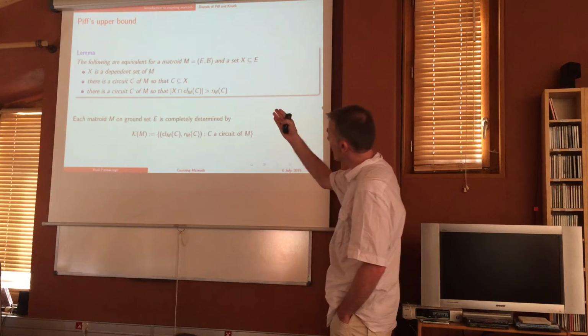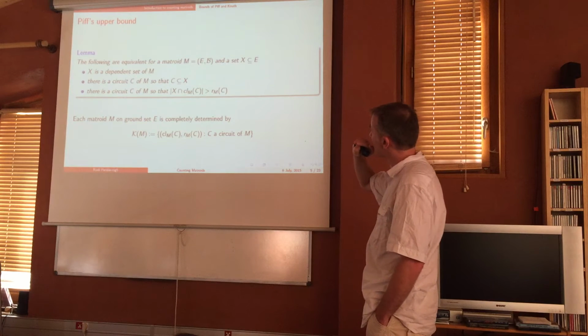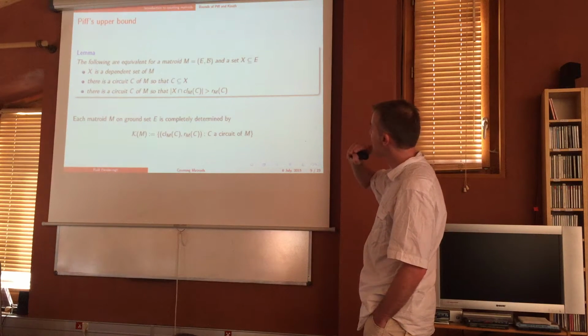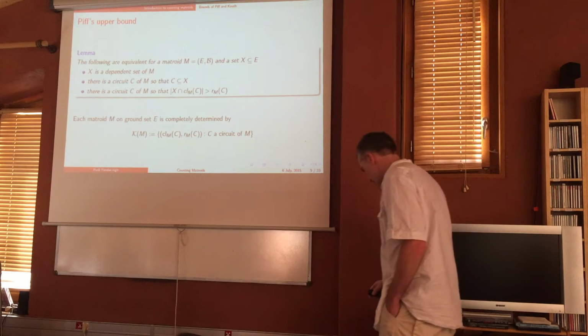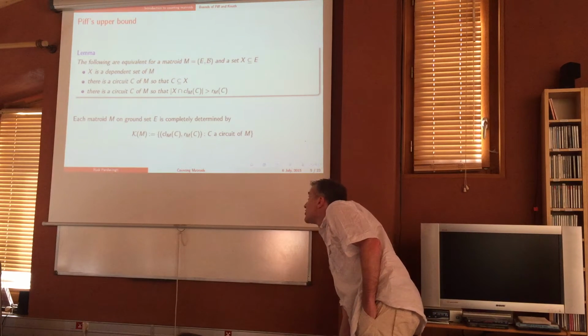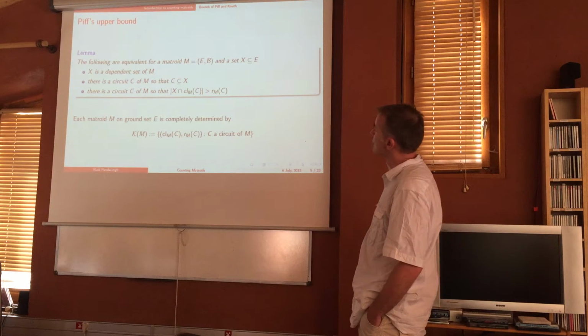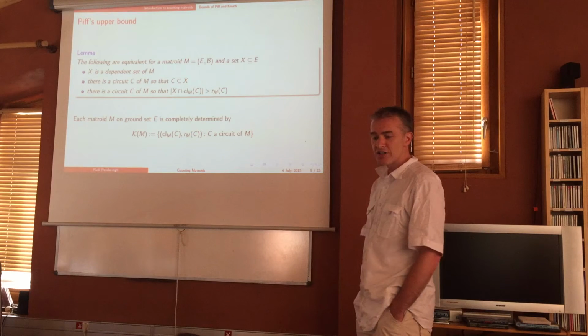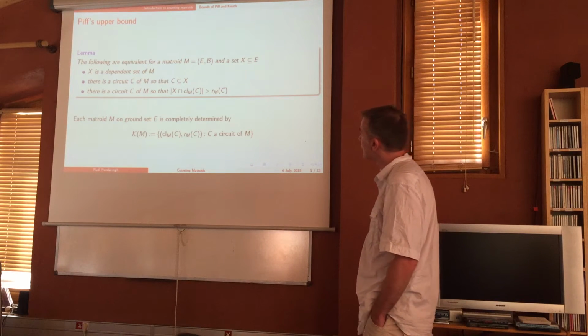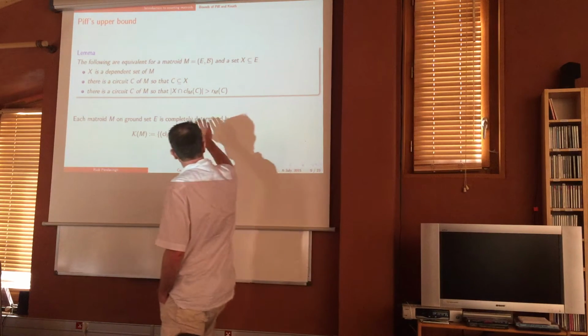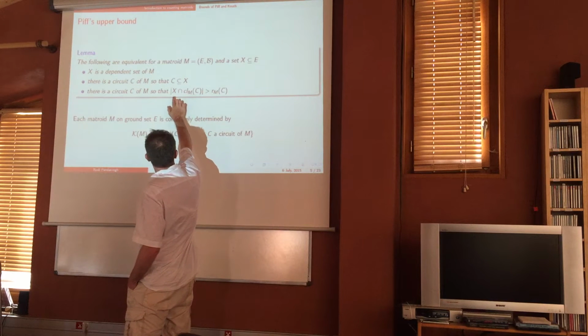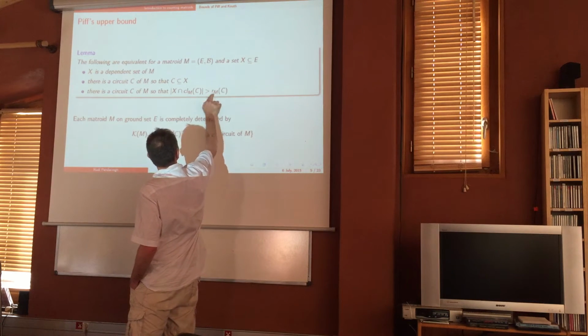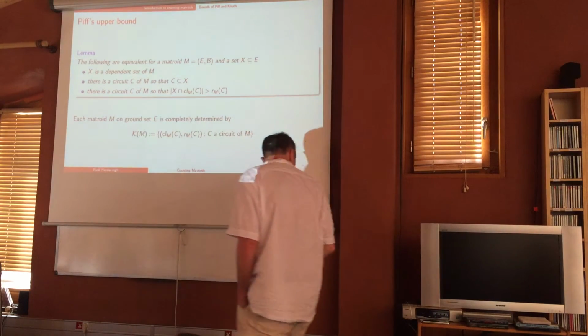So here's an easy lemma that gives a characterization of dependent sets of a matroid. The set X is dependent if and only if there's some circuit contained in it, if and only if the closure of that circuit intersected with the set has a cardinality which is greater than the rank of the circuit.